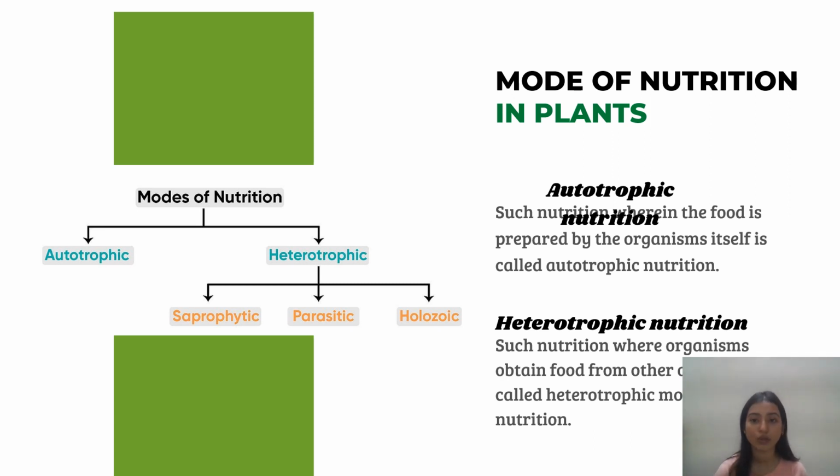Now let's talk about autotrophic nutrition. Such nutrition wherein the food is prepared by the organism itself is known as autotrophic nutrition. So what would be an example of this? The example could obviously be plants. Why? Because plants prepare their own food through the process of photosynthesis. Now you can see here that heterotrophic nutrition is further divided into three categories, which are saprophytic, parasitic, and holozoic. Let's study each of them in detail.